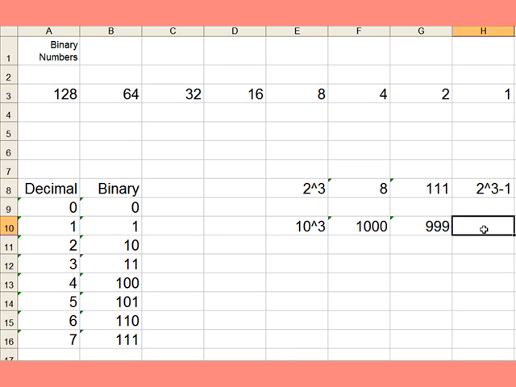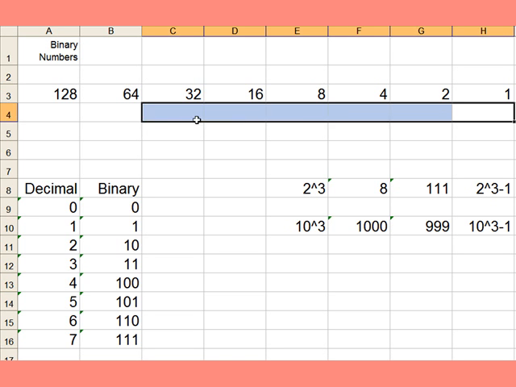And the largest value we can represent in 3 decimal places is 10 to the power of 3 minus 1, or 1000 minus 1, which is 999. So we have 8 different values in the range 0 through 7, and 1000 different values in the range 0 through 999. Now let's think about why that's important.